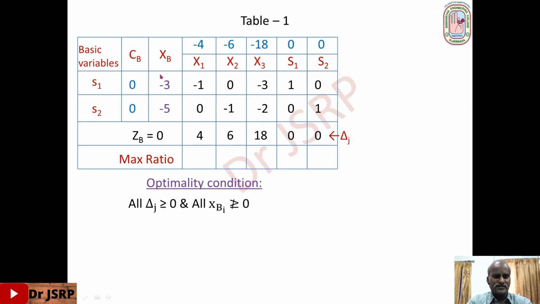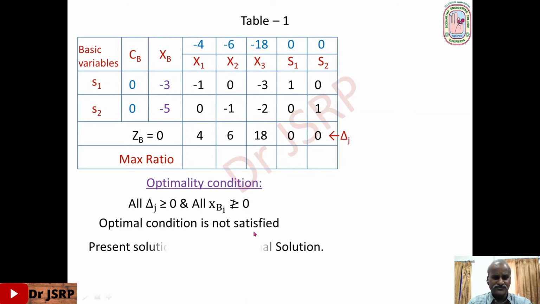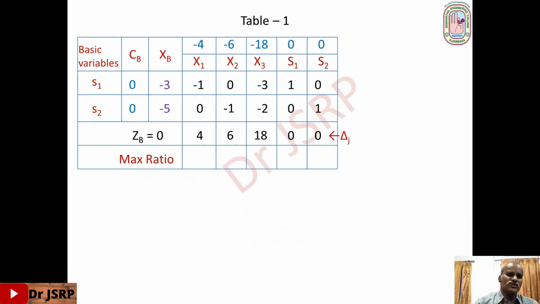What is the optimality condition? All XBi, meaning these values in the solution, this is XB1, this is XB2. If all XBi are greater than or equal to 0, then the solution is an optimal solution. Here not all XBi are greater than or equal to 0. So the optimality condition is not satisfied. The present solution is not an optimal solution. Now we have to improve the solution.